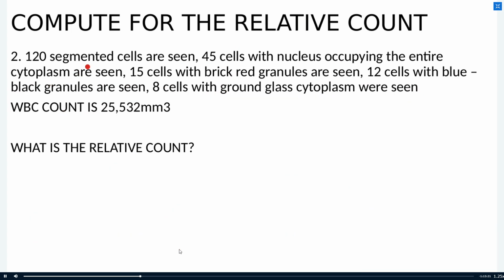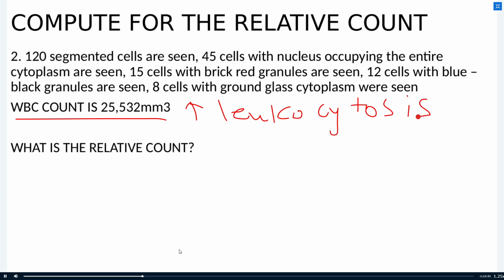Okay, here's one. So what's the first thing you have to do, class, in relative count is always to check the WBC count. Check nyo kung normal, decrease, or increase siya. So in this case, 25,532. Increase or decrease? Decrease. So may leukocytosis. So ang question is, how many WBCs are you gonna differentiate?